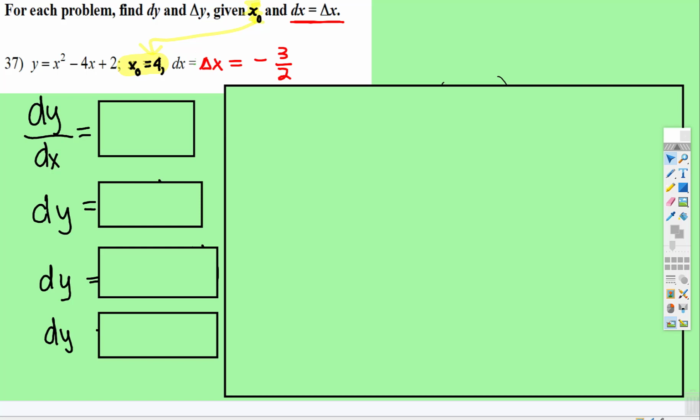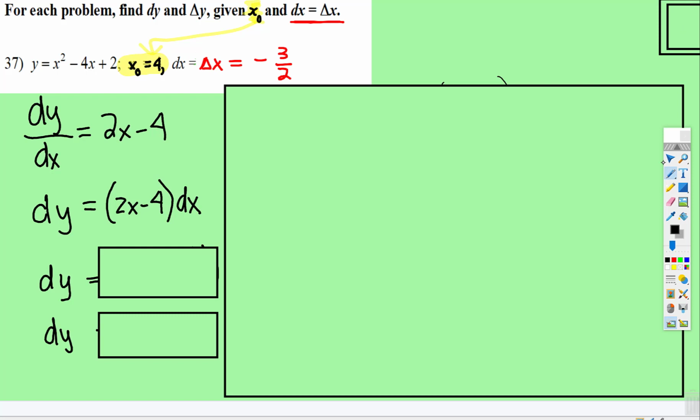Okay, now once we find the result of the dy and the delta y, we have these values to plug in to those functions or to those results to get a numerical value. So we have this quadratic to find dy, the differential dy. We take the derivative of x squared minus 4x plus 2, which gives us 2x minus 4. And then we're going to multiply both sides by dx.